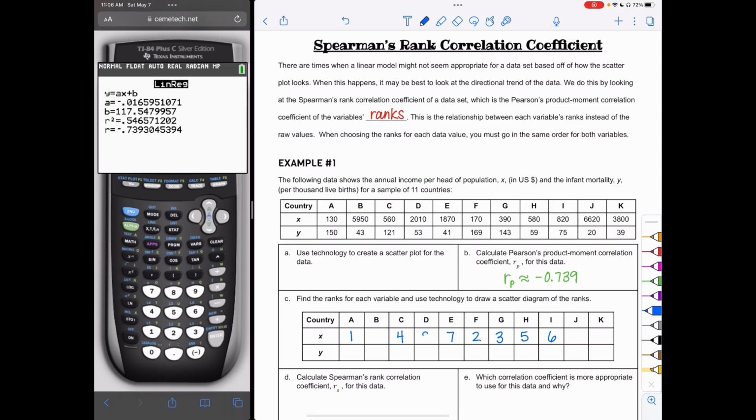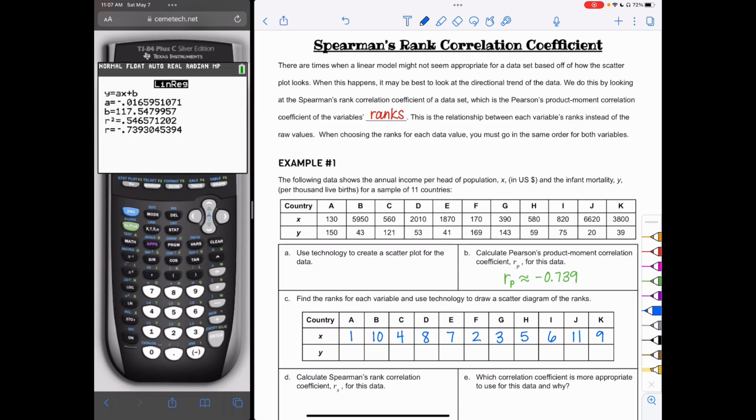Data point D is the eighth one. Data point K is the ninth one. Data point B is the 10th one. And data point J is going to be the 11th ranking. So I have ranked my numbers from least to greatest, from 1 to 11, for the X values. I need to do the same thing for the Y values.